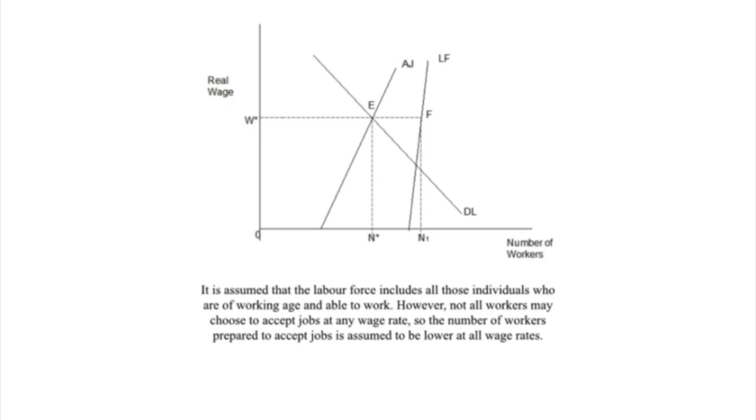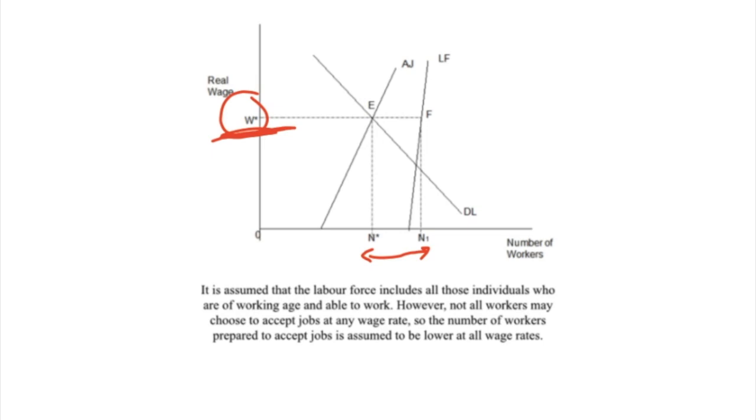So therefore, if people are not happy with the labour market wage rate and do not accept jobs at that rate, they'll be unemployed. Now, this amount of individuals is highlighted between N1 and N asterisk or N star. So as you can see, that is the current wage rate in the labour market, and the arrows between N1 and N star is the voluntary unemployment.